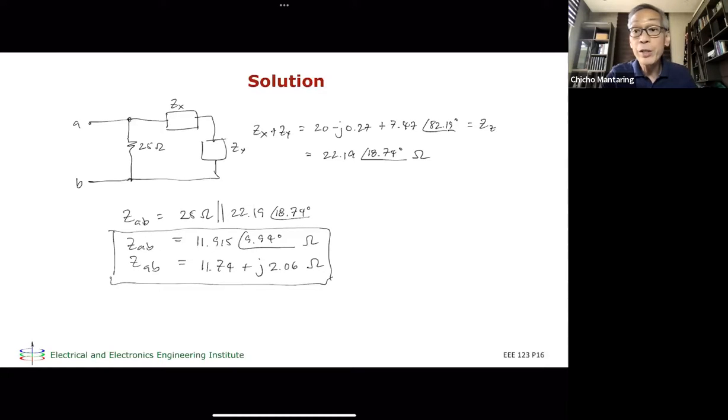Okay. Is there any question? Any question? So all you have to do here is get used to your calculator and of course be very careful in transforming from your circuit elements to your impedances.